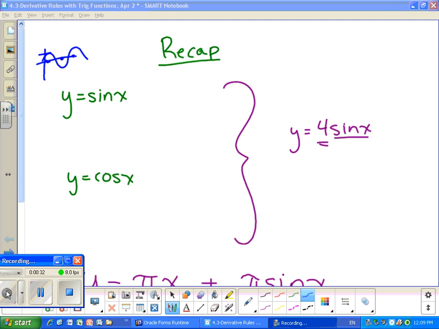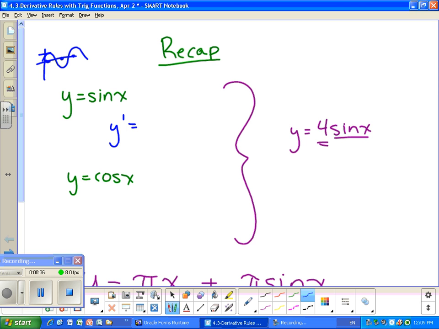So if we have to say we are given y equals sine x, what would y prime be? Cos x, good. And if we had to do the derivative of cos x, what would it be? Negative sine x. So those are your two big rules for this section.